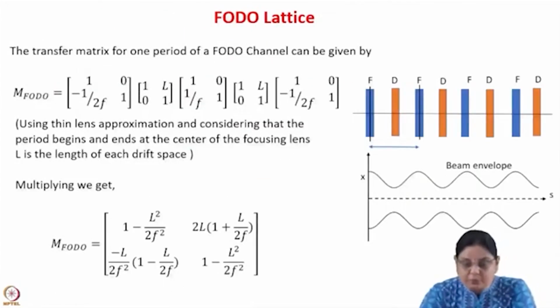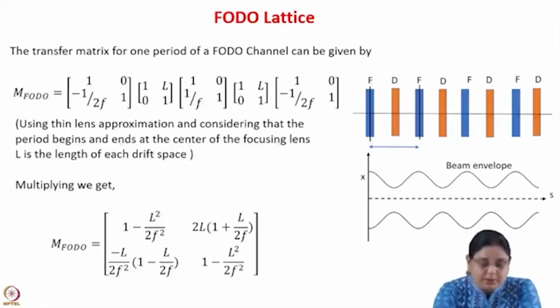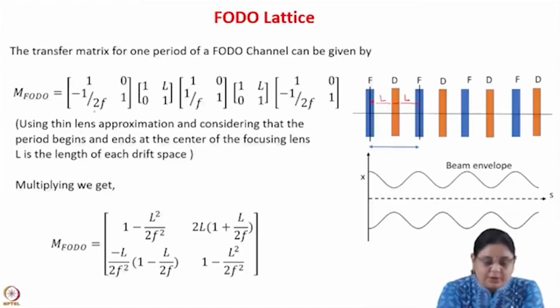Now let's consider a FODO lattice again. The transfer matrix for one period of a FODO channel can be written like this. Let's consider half of a focusing quadrupole followed by a drift space of length L, then one full defocusing quadrupole followed by another drift space of length L, and then half of another focusing quadrupole. We are using the thin lens approximation here.